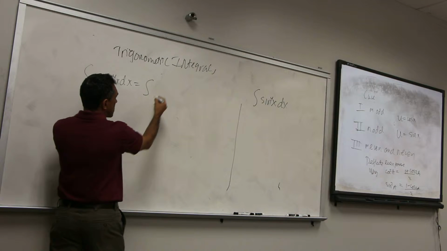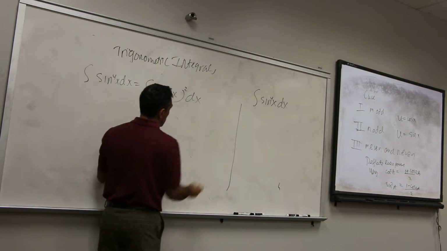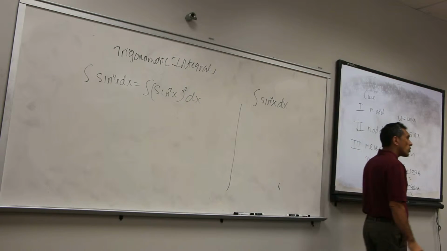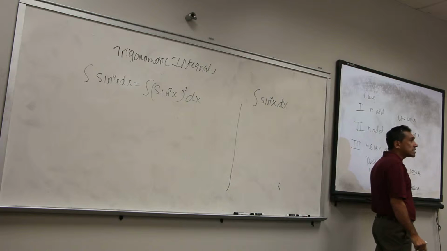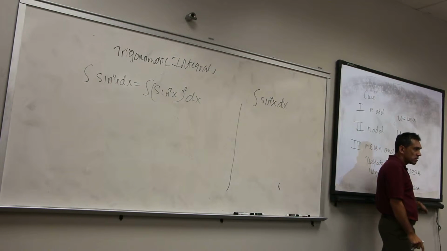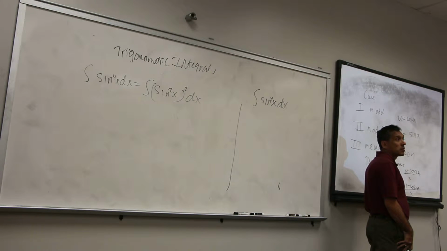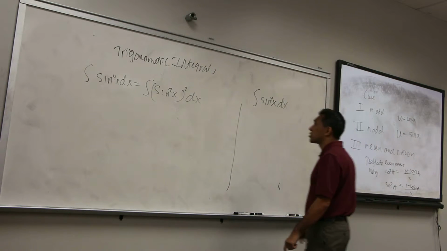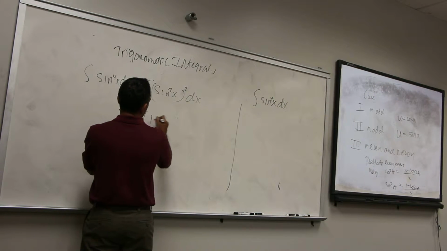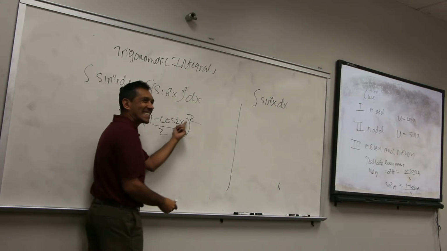The first thing you'll say though, this is sine squared squared. What is sine squared? Not sine 2a, here's the 2 here. Sine squared a is what? 1 minus cosine 2a, over 2. So this is what? 1 minus cosine 2x all over 2, squared.